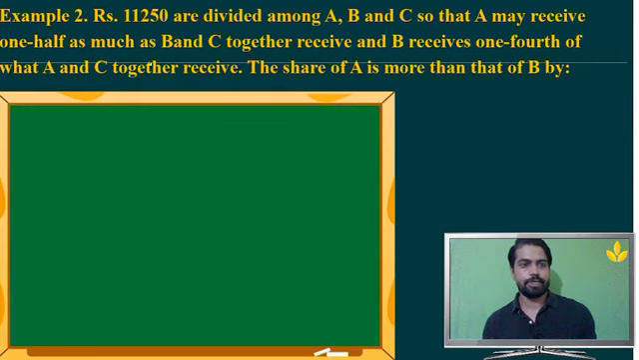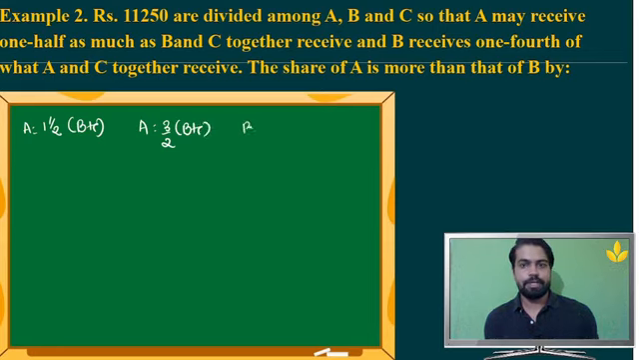Let's see the second question. So the second question is 11,250 is divided among A, B and C so that A may receive 1/2. What do you mean by 1/2? 1/2 is not 1 by 2, it is 1½. Okay, A receives 1½ times B and C together. So which is saying A is equal to 3 by 2 times B and C together.